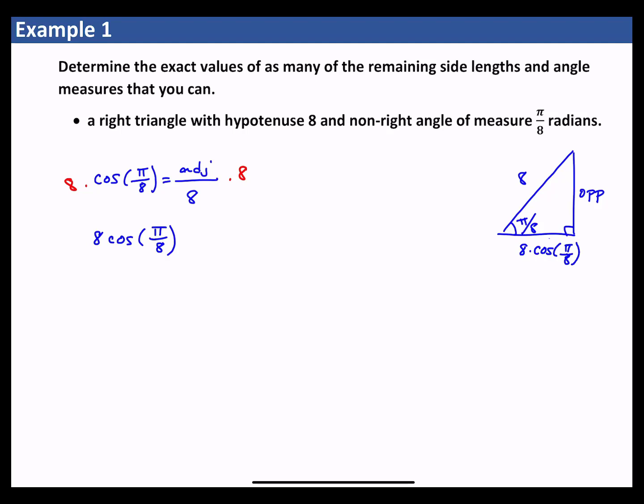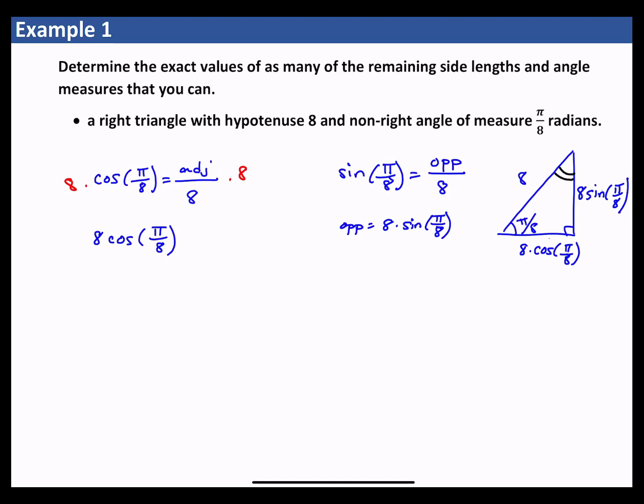Similarly, we know that the sine of pi over 8 is going to equal the opposite side divided by 8. Again, we can multiply both sides by 8, and we'll see that the opposite side equals 8 times the sine of pi over 8. So let me just label that here: 8 times the sine of pi over 8. So at this point, we have found all 3 sides of the triangle, and the last thing that we're going to work on is finding this missing angle.